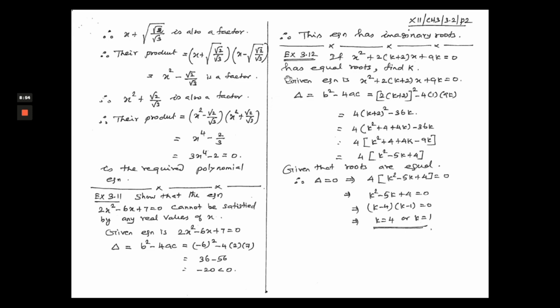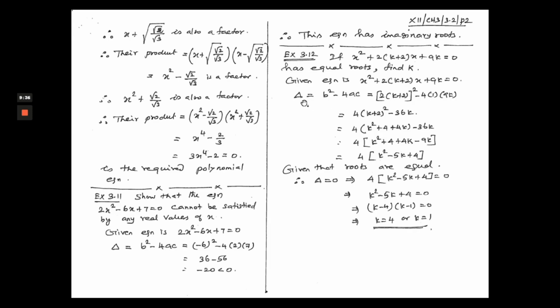Okay. Now example 3.12. If x squared plus 2 into k plus 2 into x plus 9k is equal to 0 has equal roots, find k. The given equation is x squared plus 2 into k plus 2x plus 9k is equal to 0, which has equal roots. For equal roots, delta is equal to 0. That means b squared minus 4ac is equal to 0. If we equate it, we will get the k value.